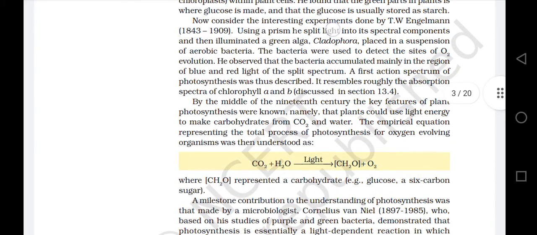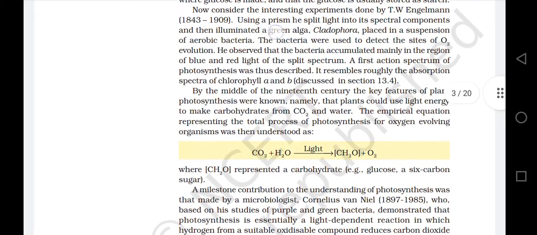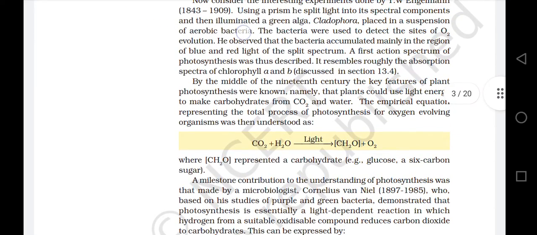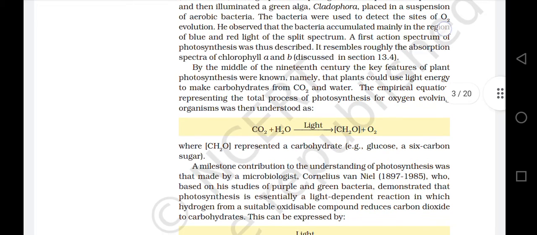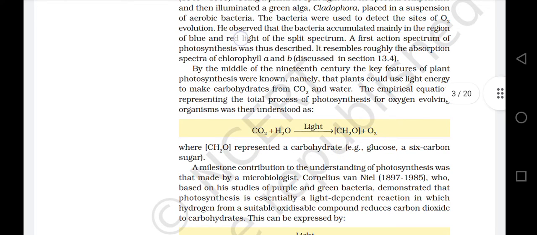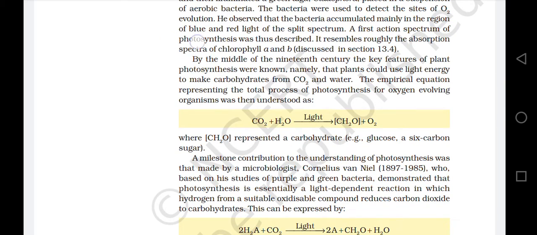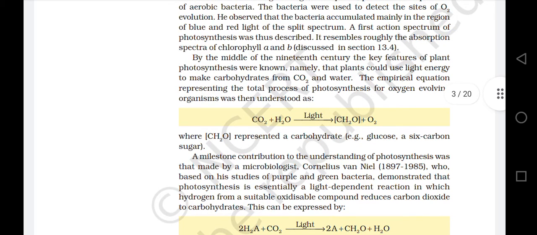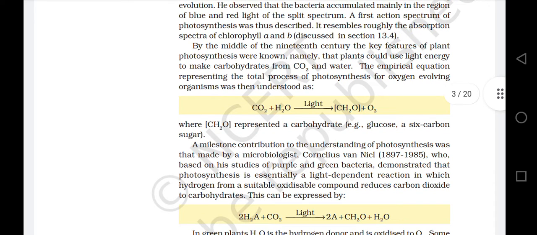He split light into its spectral components and illuminated a green alga, Cladophora, placed in a suspension of aerobic bacteria. The bacteria were used to detect the sites of oxygen evolution. He observed that the bacteria accumulated mainly in the regions of blue and red light of the split spectrum. A first action spectrum of photosynthesis was thus described. It resembles roughly the absorption spectra of chlorophyll a and b discussed in section 13.4.